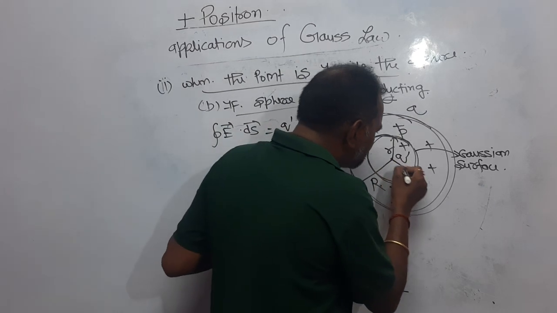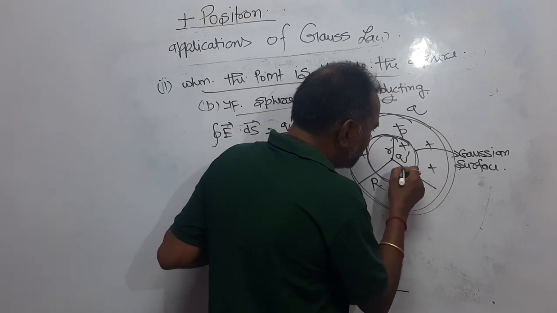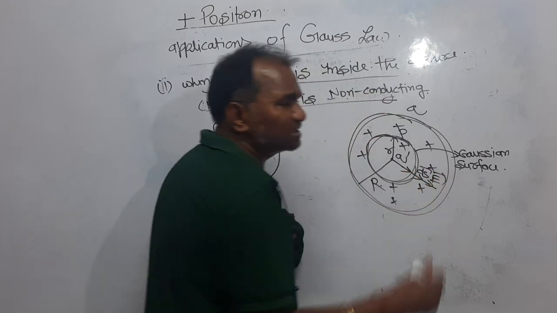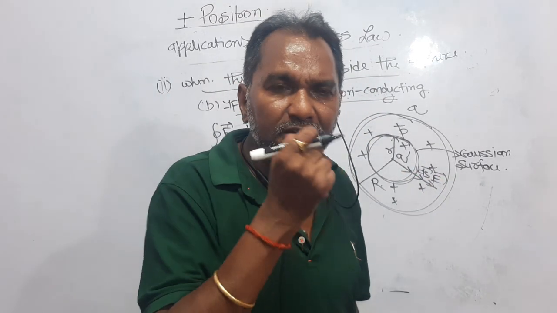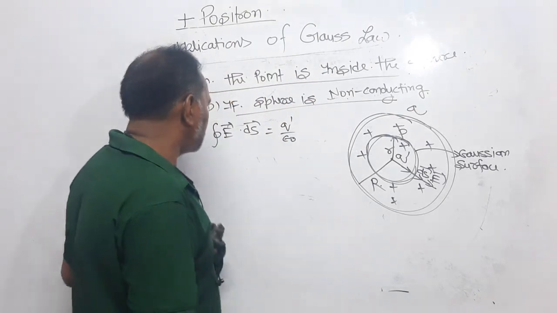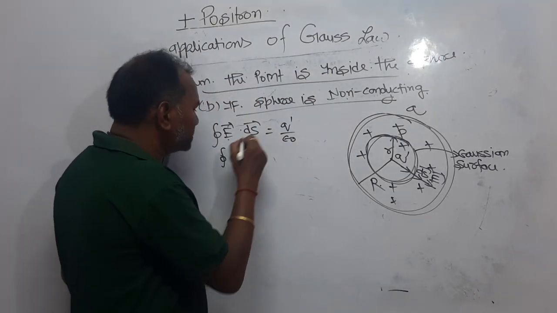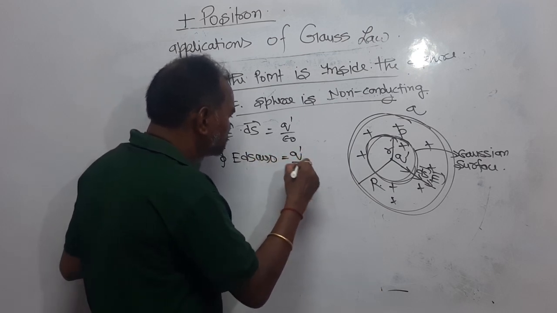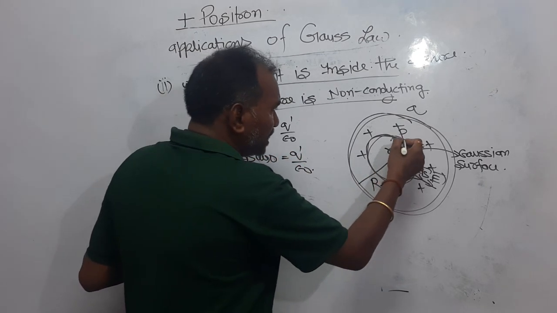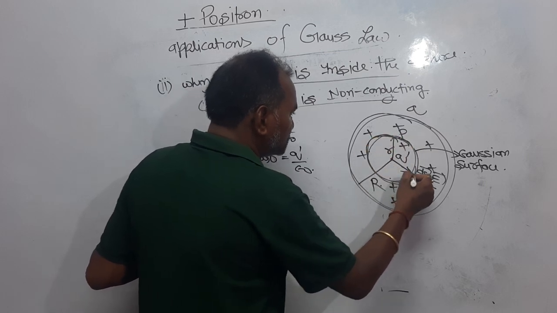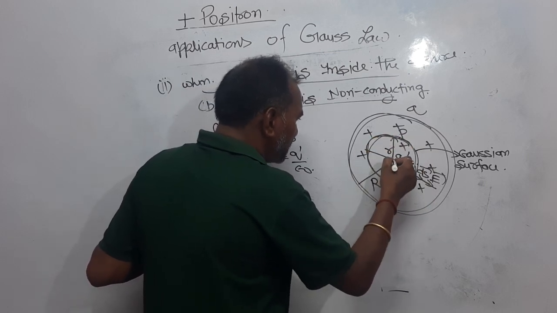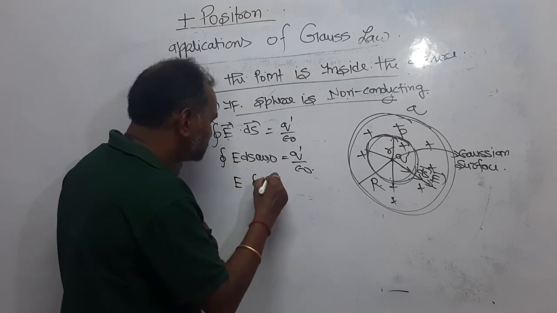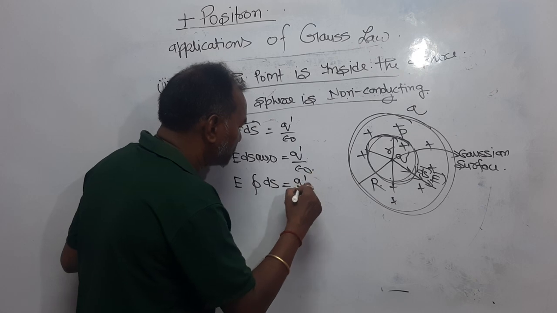At any point of this surface, the field line will pass like this and the area vector will be like this. So E and ds are parallel at each point on the surface of the Gaussian surface. So it is E ds cos 0, that is equal to q dash over epsilon naught. Again, every point of the surface of the Gaussian surface is at an equal distance from the center. So E is a constant, take it out, integral ds is equal to q dash over epsilon naught.